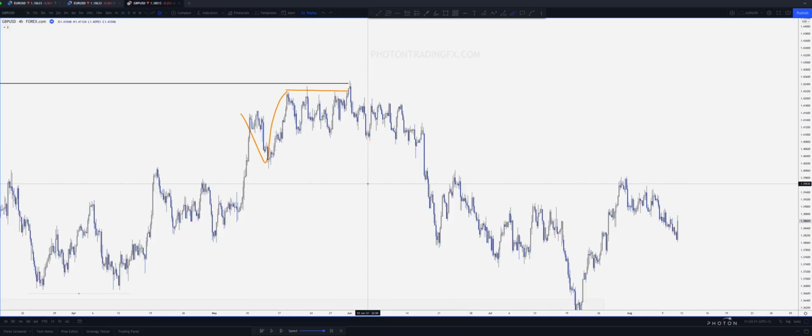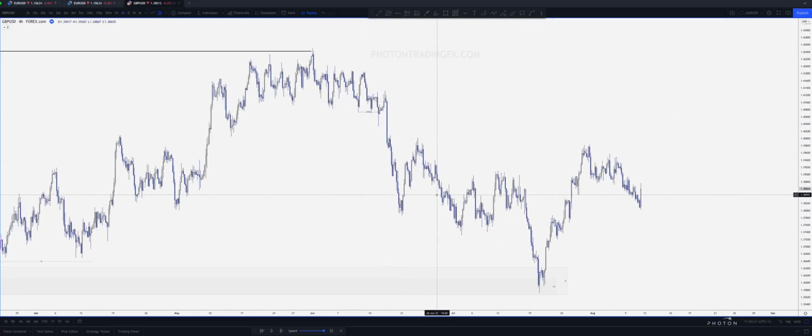So I'm just going to get rid of those drawings, and then we'll put in that last break of structure there to the downside. All right, and then we are clearly within this bearish range.